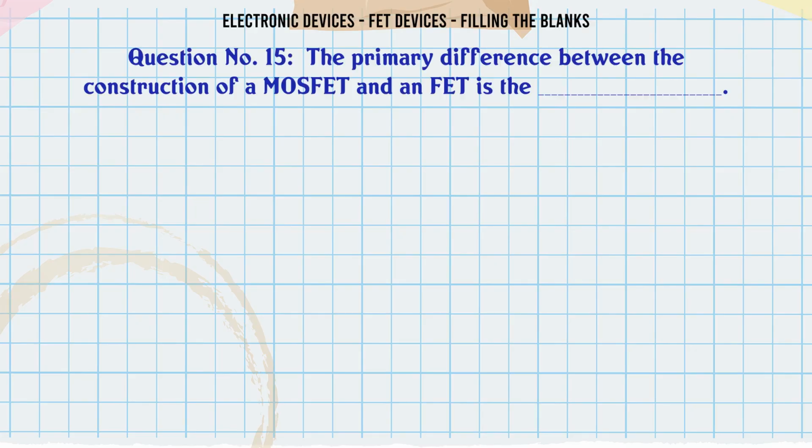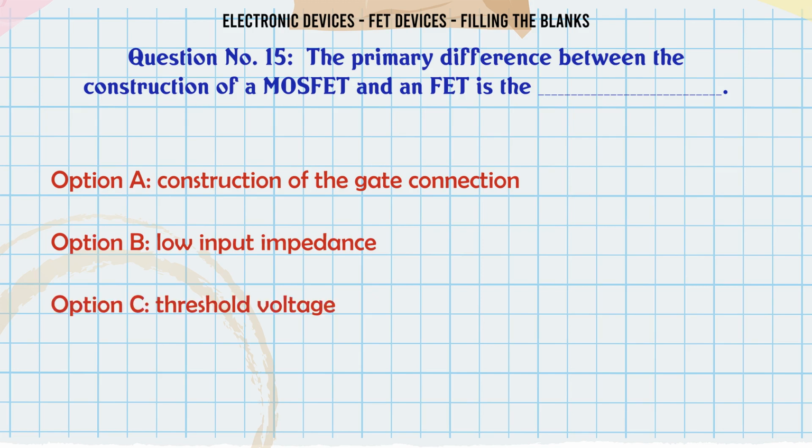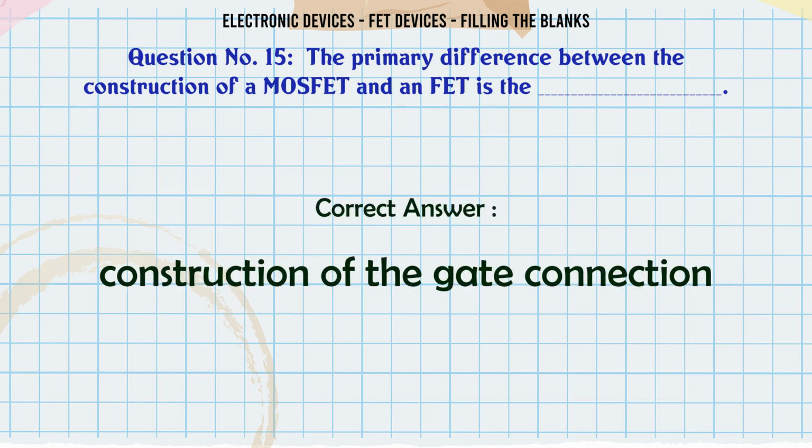The primary difference between the construction of a MOSFET and an FET is the A. Construction of the gate connection. B. Low input impedance. C. Threshold voltage. D. None of the above. The correct answer is construction of the gate connection.